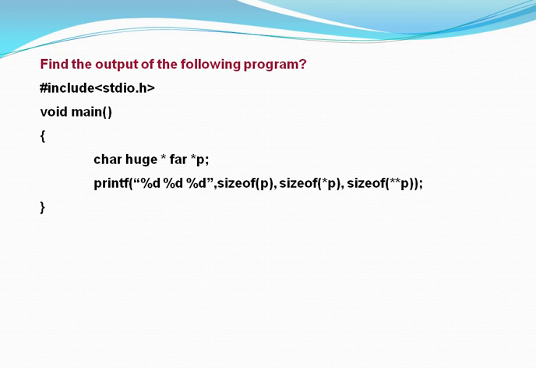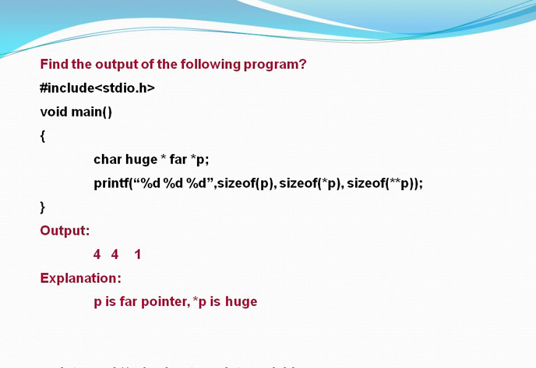char huge far pointer P. In this question, what is the size of P, the size of *P, and the size of **P? P is having size 4, *P is having size 4, and **P is having size 1. Here P is a far pointer, *P is a huge pointer, and **P is a character type data variable. So far pointer has size 4, huge pointer again has size 4, and the character variable has size 1 byte.